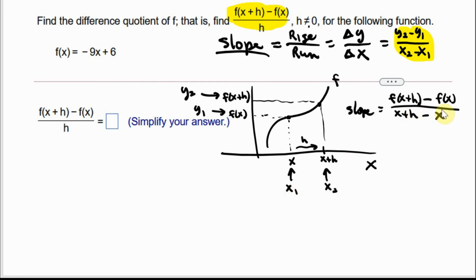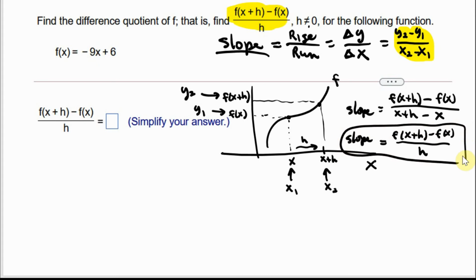Now you simplify that. We'll put it right here. So we get the slope. Notice that in the denominator is x plus h minus x, so the x's cancel. So you just have left f of x plus h minus f of x all over h. Now do you believe me that the difference quotient is a slope? Okay.